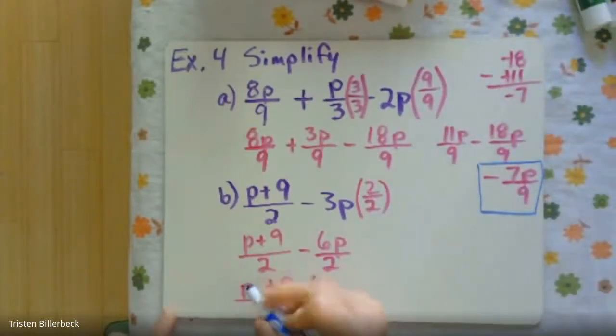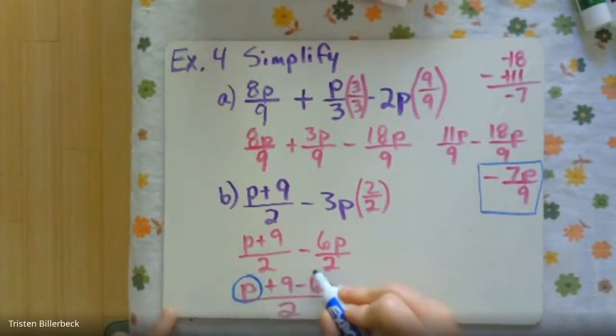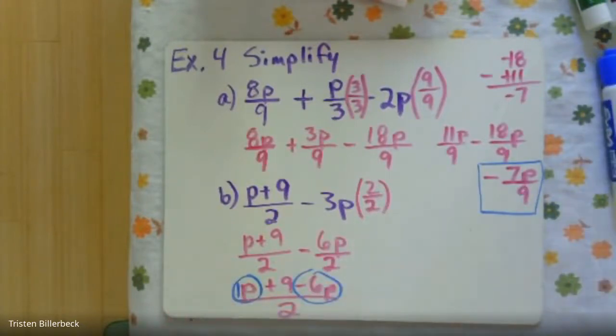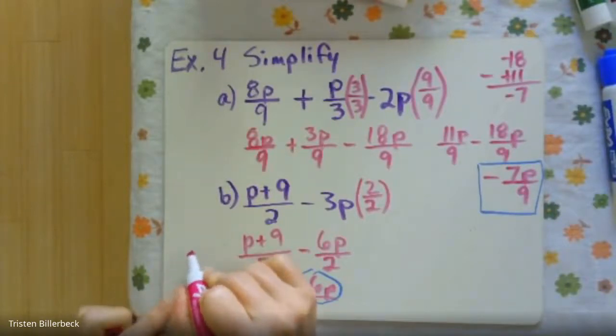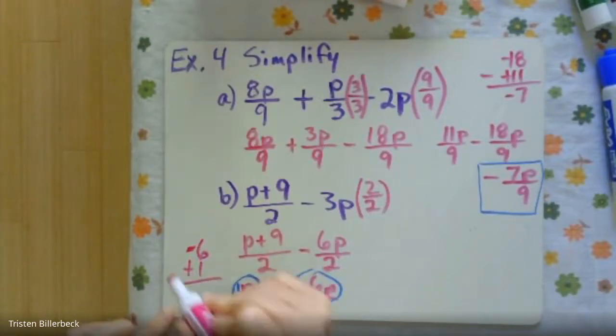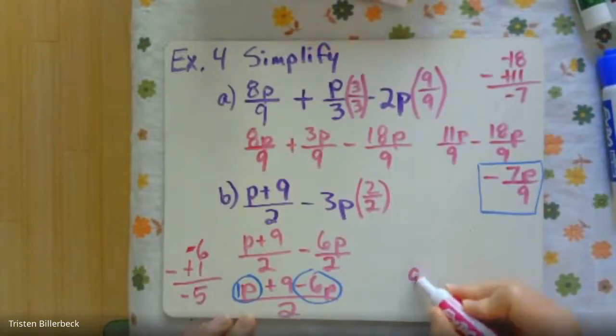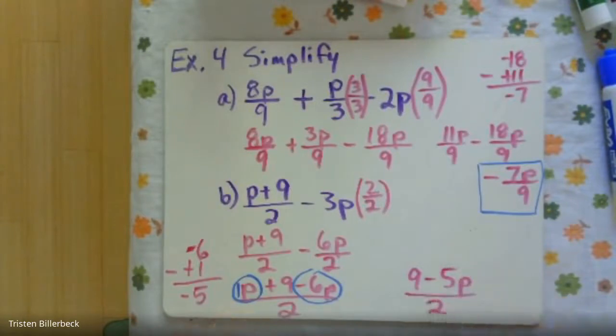Now we have to look at combining like terms. So this one's like and this one's like. And there's really a 1 right there. Okay, so they're different signs, so we're going to take the difference. If we have a negative 6 and a plus 1, different signs, take the difference. 6 minus 1 is 5. The bigger number is negative, so it's a negative 5. So when we simplify this, we have 9 minus 5p over 2. And that is our answer.